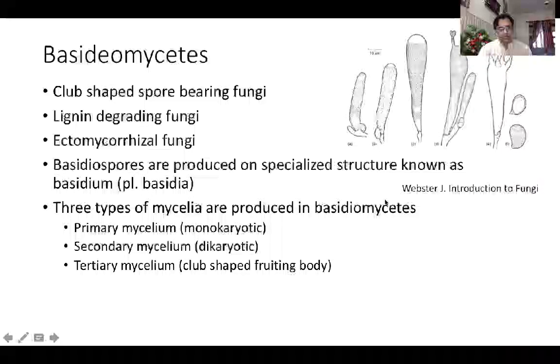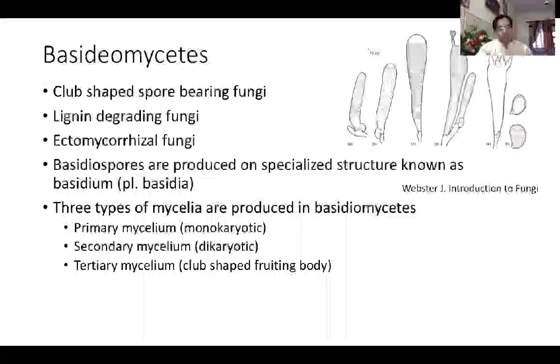Then another important character in Basidiomycetes is the presence of 3 types of mycelia, that is primary mycelium, secondary mycelium, and tertiary mycelium. Primary mycelium is monokaryotic. It contains only 1 nucleus. And secondary mycelium are basically dikaryotic. They contain 2 nuclei, and the 2 nuclei are different from each other.